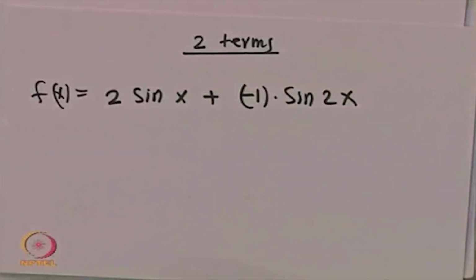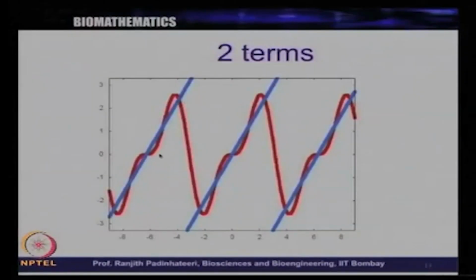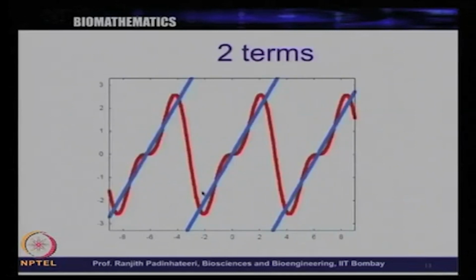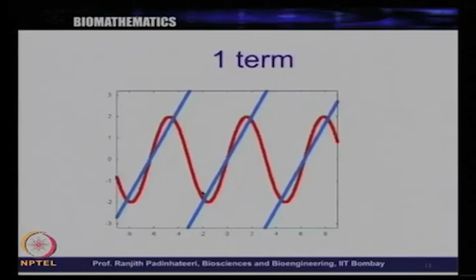We get this. Let us look at here. It's slightly becoming better. You get this. So, this is better than the previous one. So, this is surely becoming better. Two terms is becoming better than one term.